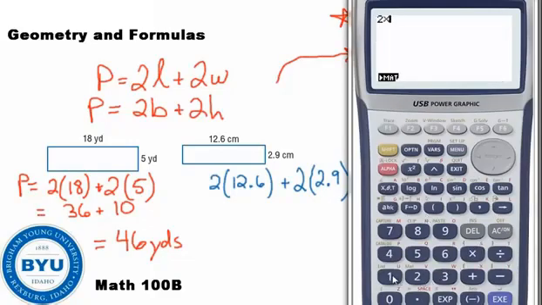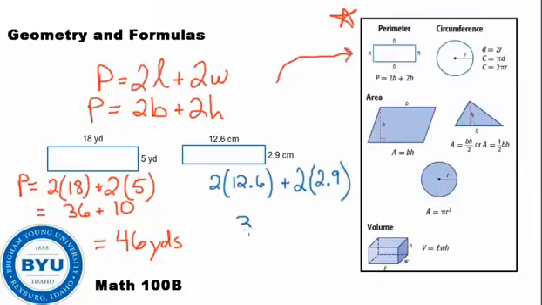Sometimes it's all right to do that. 2 times 12.6 may have been easier to do by hand, actually, but we could also plug it in. So I did 2 times 12.6 plus 2 times 2.9, and the answer comes out to be 31, and you should have labeled that as centimeters. So that's the perimeter of a rectangle.